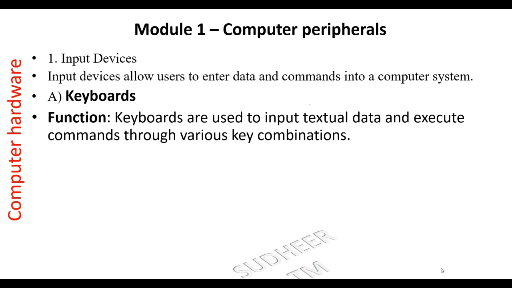The keyboard is used to input textual data and execute commands through various key combinations. Already we are familiar with copying text documents: you press Control and C. So a combination of keys can be used for executing special commands within your computer. You can use the same for typing textual data. If you want to work with word processing application software, you need to input your text data. For that, you can simply use your keyboard. Okay.